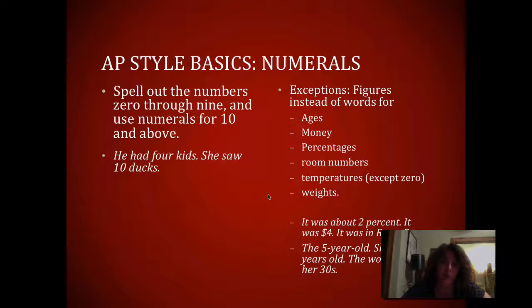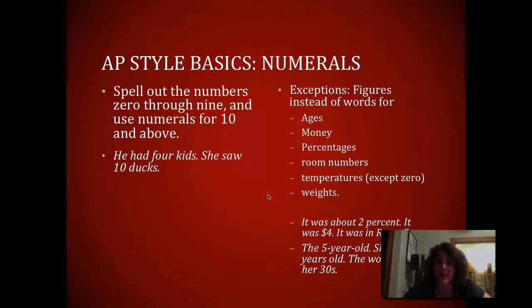So the basic rule of writing with numbers is anything that is under 10 is written out. So 0 through 9 you would write with letters, Z-E-R-O, N-I-N-E, etc. And then 10 and above you use numerals. So here's an example: he had 4 kids, she saw 10 ducks. You can see how that rule's in play.